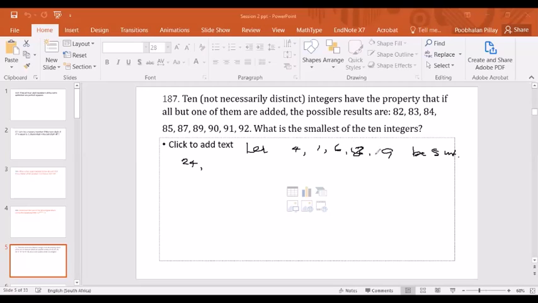So the remaining numbers are 24 here. Now, if you take all but one here, you've got 4, 6, 8, 9. That gives you 27.